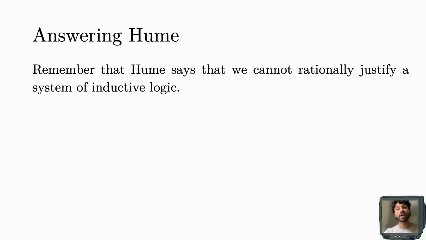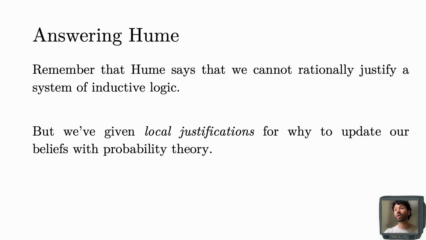And this allows us to answer Hume. Remember that Hume says that we can't rationally justify a system of inductive logic, or induction. But what we've done here is given local justifications for why to update our beliefs with probability theory, right? When you come to a decision problem where you want to think carefully about what's the rational thing to do here, a wise thing to do is to write down your beliefs as probabilities and see if they cohere. And if they don't, then you have some reason to believe that you're having irrational beliefs.